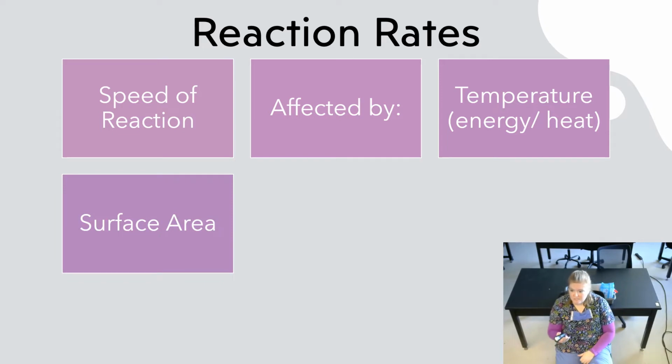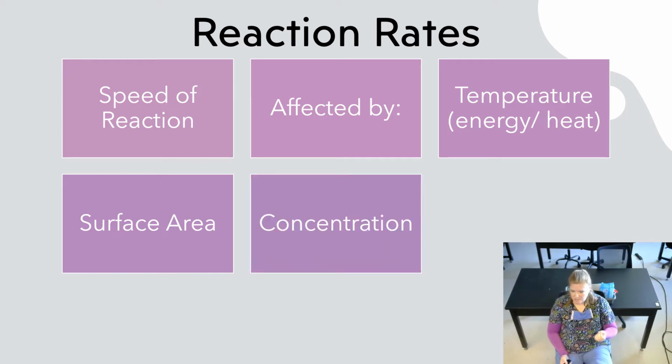We have surface area. Surface area, remember, means just breaking it into tiny pieces. So if we increase the surface area, that means itty bitty pieces, so the reaction rate increases. If we want something to happen faster, we use smaller pieces. And if we decrease the surface area, meaning use a big piece, then the reaction occurs more slowly.